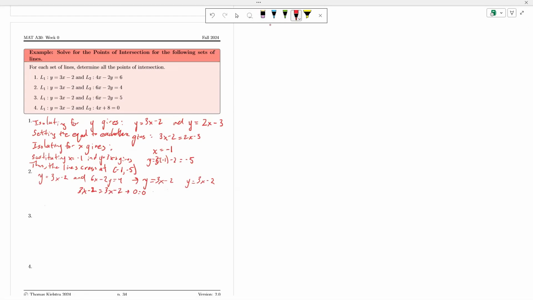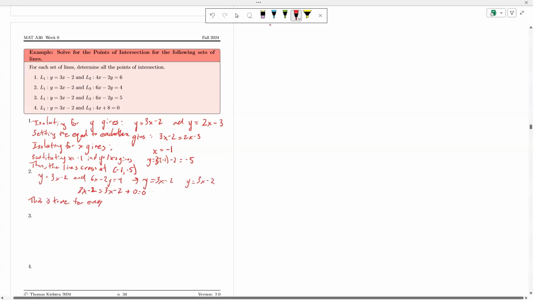Now, this is true for every value of x. Thus, the lines are parallel and cross at every point.